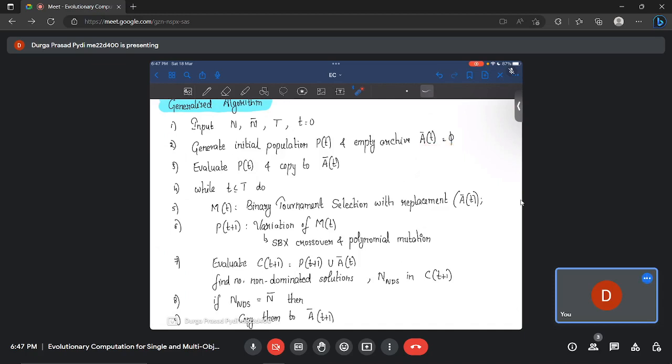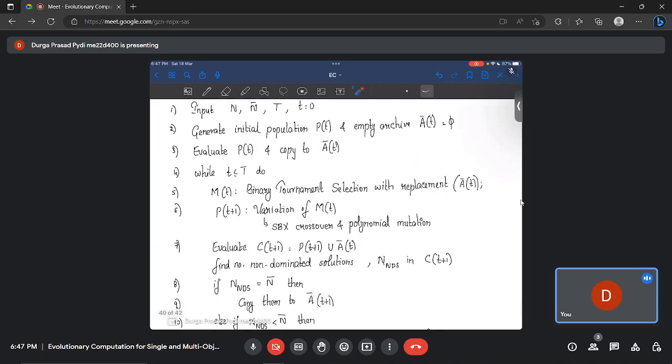Even the fourth step is also similar. You just have a loop to iterate over the generations. The next is your binary tournament selection. The only difference here is you do it with replacement, and you will replace from the archive, not from the original population. First you have generated PT, and then kept the AT as initially a null matrix, but then you copy all the PT to AT. So both AT and PT are equivalent at the first generation.